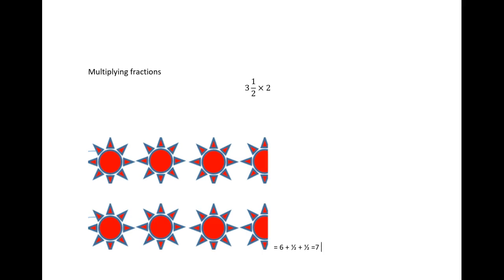Grown-ups do this all the time. If you have $3.50 and then you add another $3.50 to that, you have $7. So we do think intuitively about fractions. Now, let's talk about how we can extend that intuitive idea of fractions to 3.5 times 2.5.